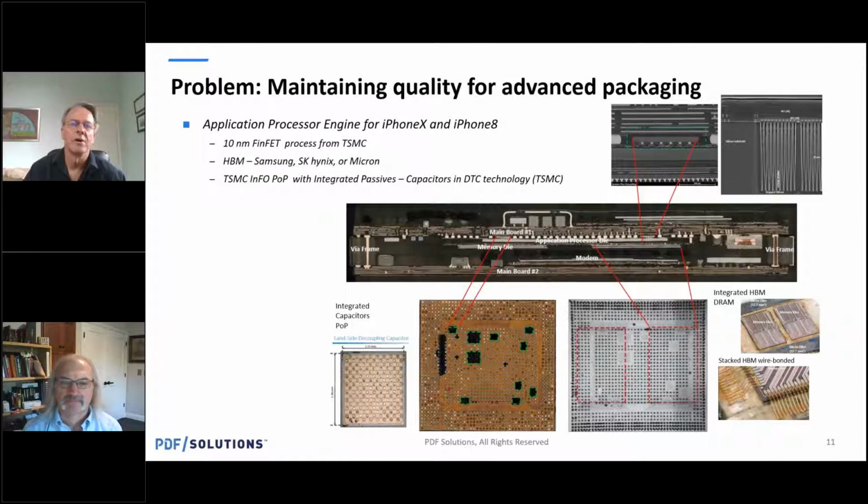So here's a well-known example of one of these advanced packaging devices, the iPhone 10 and iPhone 8, and there's various devices here from TSMC and Samsung and Hynix, Micron, etc. And it uses a lot of advanced packaging techniques in order to be able to compress the whole device into the slim form factor that we expect from a phone nowadays. So a lot of the problems that take place in the yield of such a device relate to assembly and not to the raw silicon and things that take place in wafer fab.